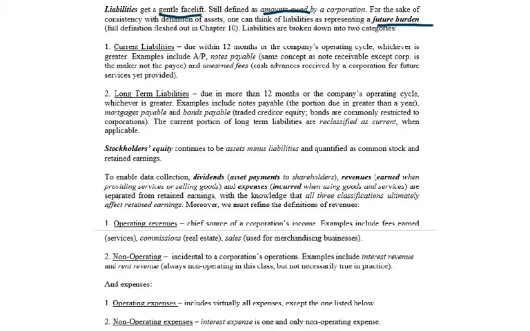All right, so in this case, we just have two categories to worry about, so far simpler than our assets, which had four. So current liabilities and long-term liabilities. Again, the point of demarcation between them is that current liabilities are due within 12 months or the company's operating cycle, whichever is greater, and your long-term liabilities are due in more than 12 months, or again, the company's operating cycle, whichever is greater.